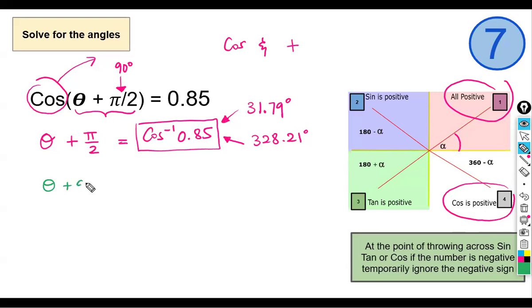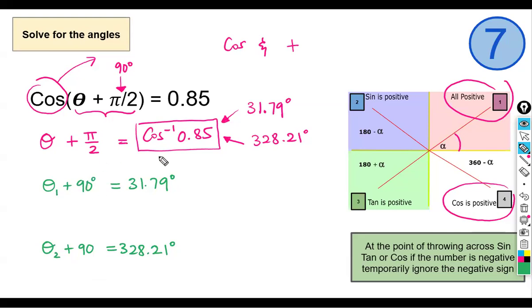Pi plus 90 degrees is equal to 31.79, and also theta plus 90 is also equal to 328.21 degrees. Call this theta 1 and call this theta 2. You think you can solve for theta 1?